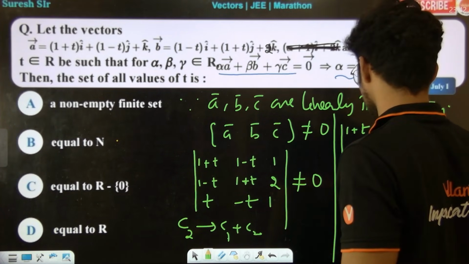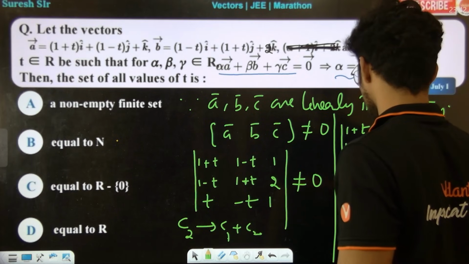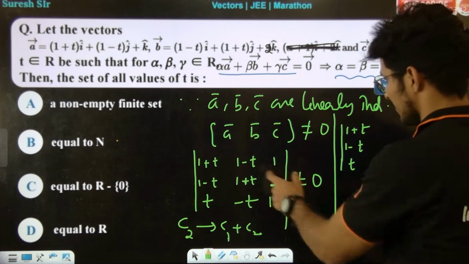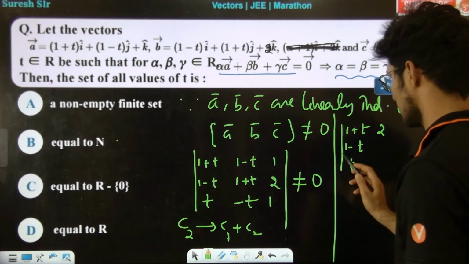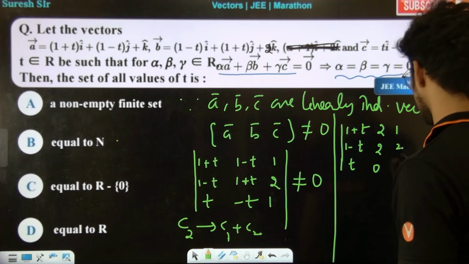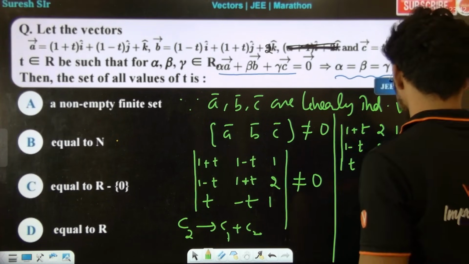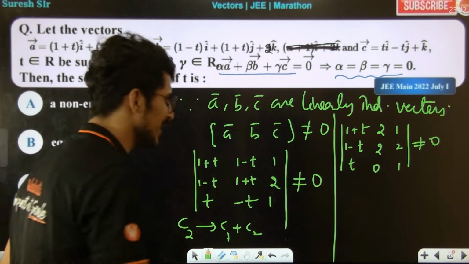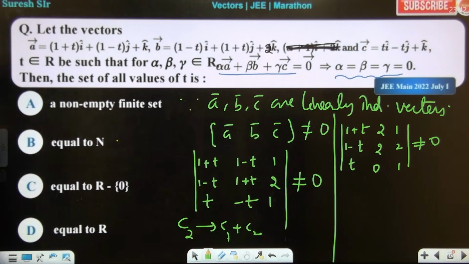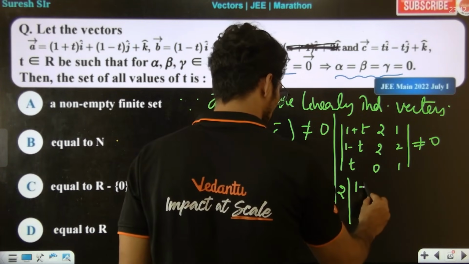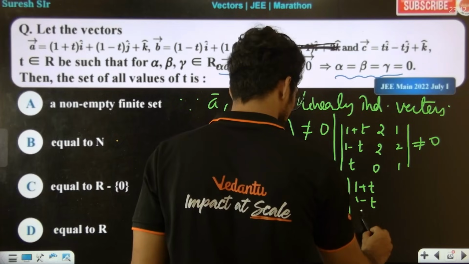1 plus t, 1 plus t, 1 minus t, t. In C1 plus C2 the t cancels, so the 2, sir. It is 0, sir. So 1, 2, 1. This is not equal to 0. Now if I just open this, what am I going to get? Guys, I'll do one thing. Can we take 2 common in column 2? I can take 2 common, absolutely nothing wrong in that.